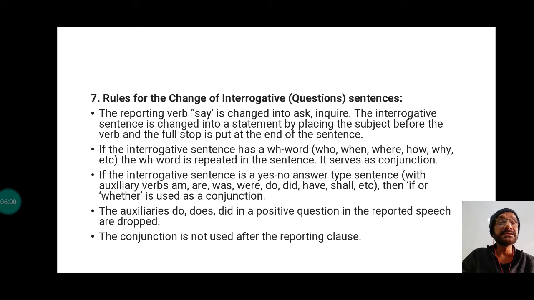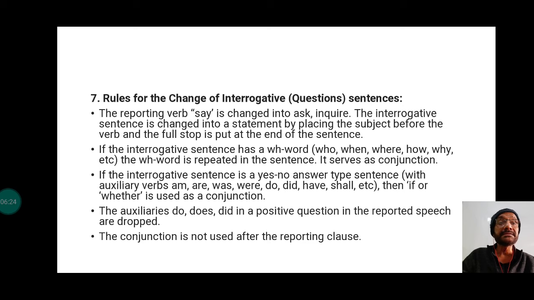Example of the second one: if there is a wh-word, Ram shouted, "Who's there?" So Ram asked, who is there? Ram asked, comma, inverted commas, "Who is there?" Ram asked who was there. So the wh-word becomes a conjunction. You don't use "that." Don't use "Ram asked that." This wh-word itself becomes a conjunction.